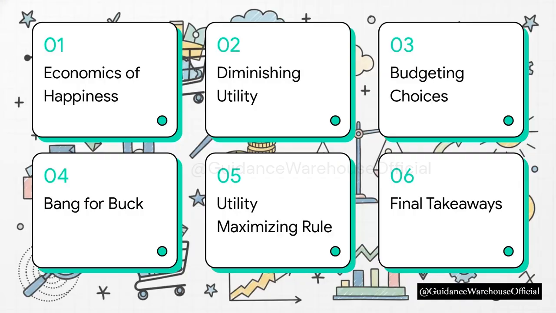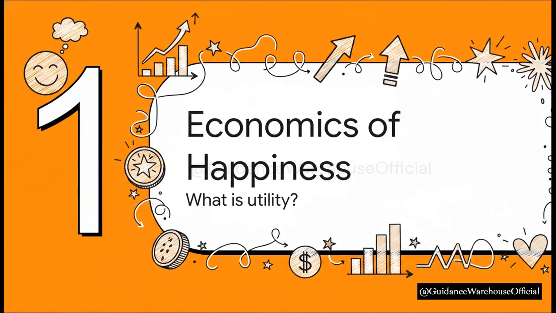By the end of this explainer, you are going to completely understand the exact concept economists use to measure that choice, the math behind it, and how to apply it in the real world. Here is our quick agenda. 1. Economics of happiness. 2. Law of diminishing utility. 3. Budgeting choices. 4. Calculating bang for buck. 5. Utility maximizing rule. And 6. Final takeaways. All right, let's jump right in.